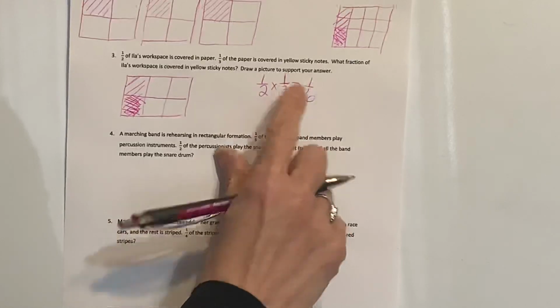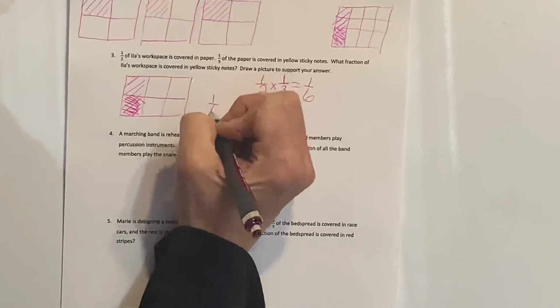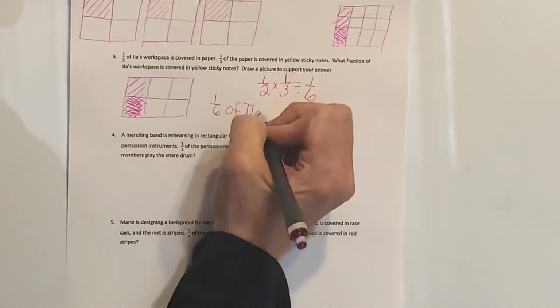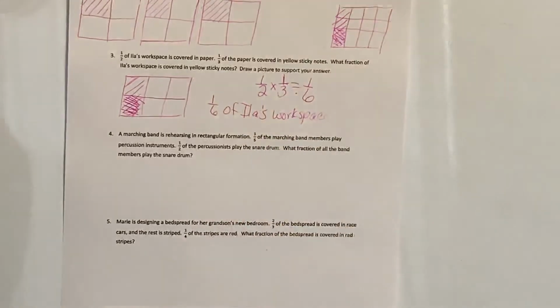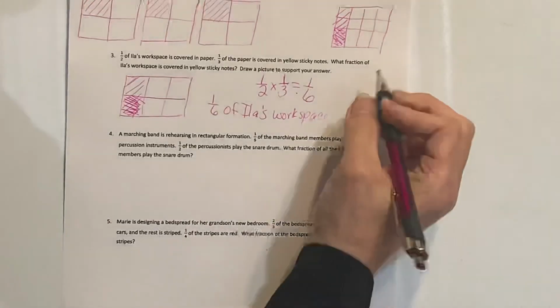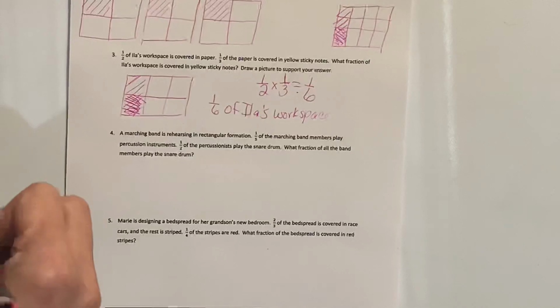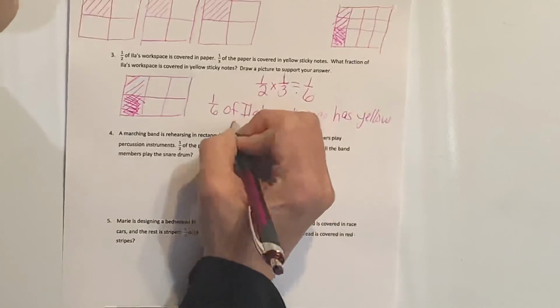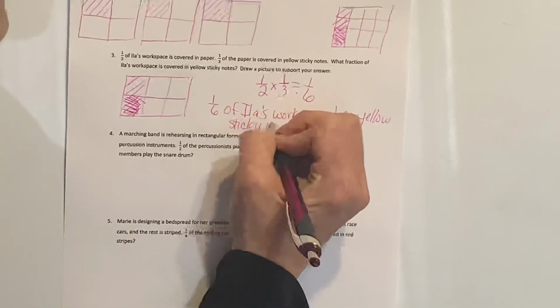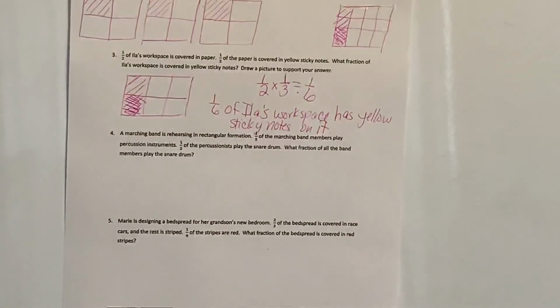1 times 1 is 1, 2 times 3 is 6. So 1/6 of Isla's workspace has yellow sticky notes on it. Boy, she's a mess. Or maybe she's just really super creative and has a lot of ideas.